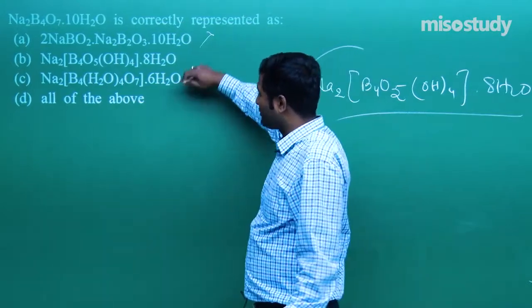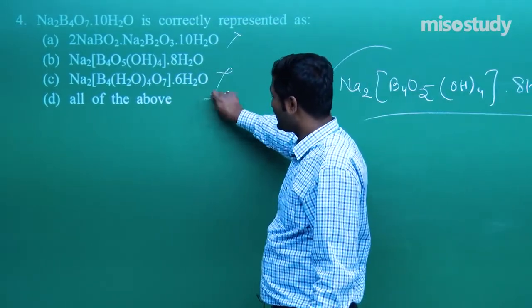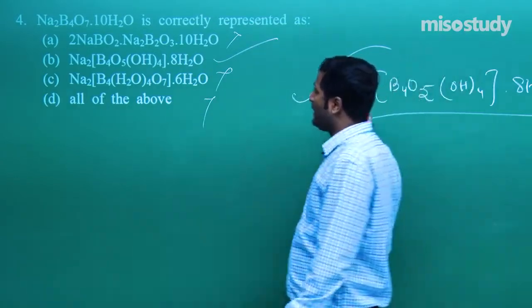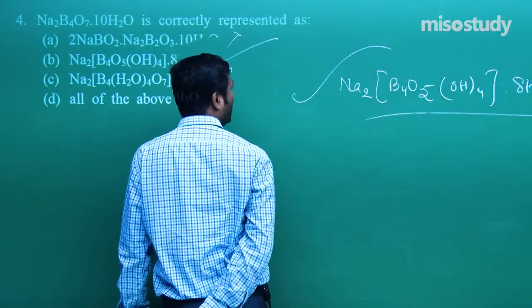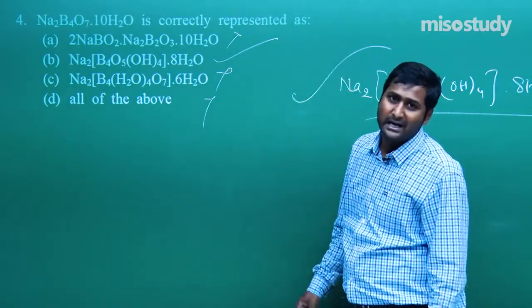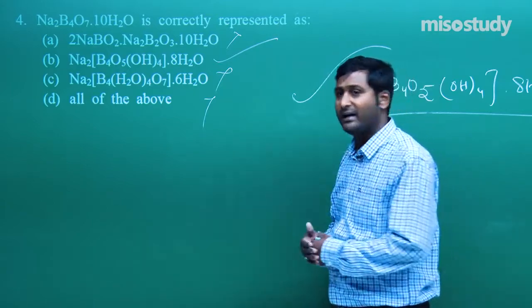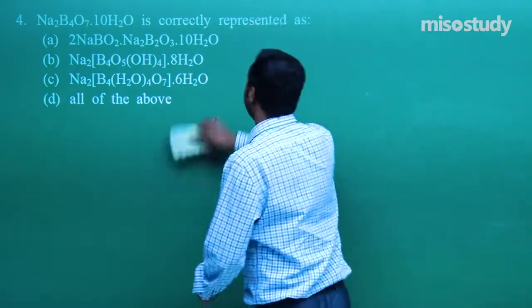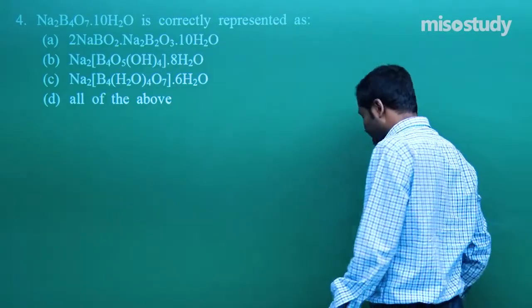Which one? This one is not a correct option, this one is not correct, this one is not correct, this one is the correct option, Na2B4O5(OH)4 into 8H2O. So for this, B is the correct option. Clear, friend? Now I'm going to rub this part and let's move to the next part of the question.